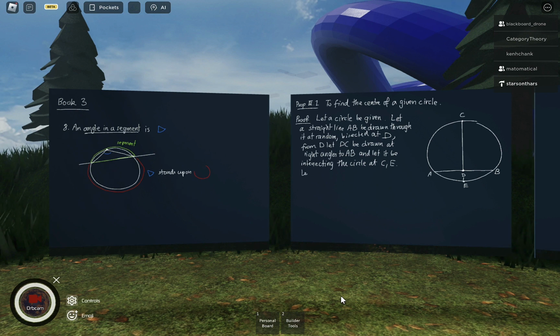And let CE be bisected at F. Okay. We claim F is the center of the circle. So let's prove the claim. For a contradiction, suppose G is the center.